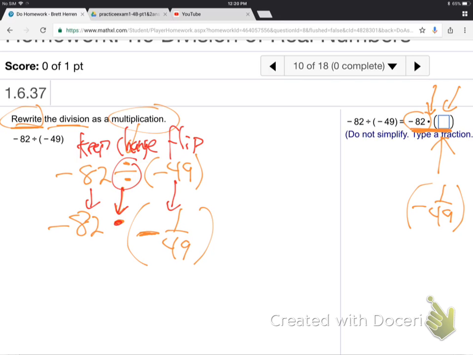So it's kind of weird. They don't actually want an answer. They just want to rewrite on that one. All right, so that's number 10. Hopefully you made note of it so you're not thrown off when you get to the homework.